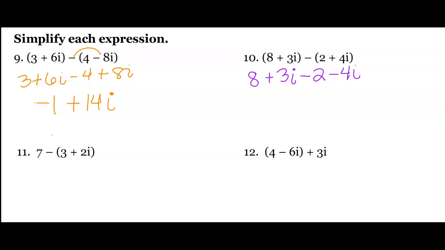Okay, 8 plus 3i minus 2 minus 4i. Combine like terms. What's 8 plus 2? Okay, perfect, because it's negative 2, so you subtract it away. 3 minus 4.